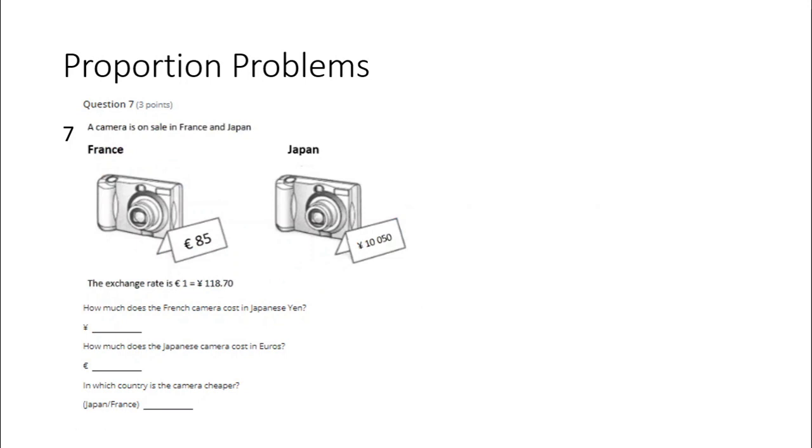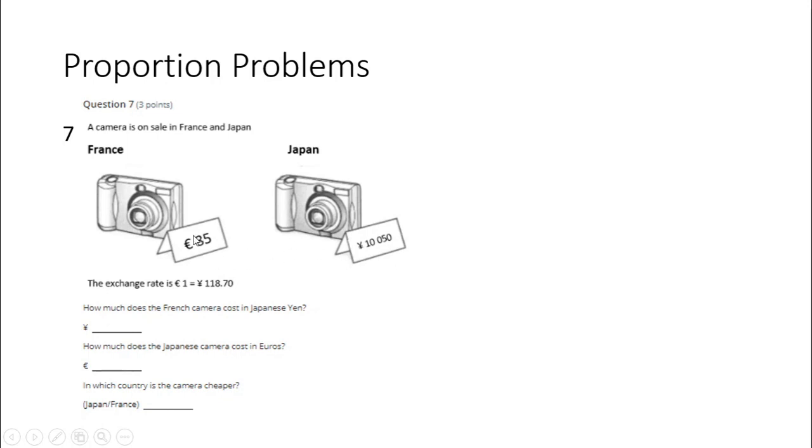Right, question 7. This is a proportion problem, and again, you might want to pause this and try this working out for yourself, and then see how we take it up. But I'm going to keep going here. It's proportioned to show that here we've got the currency exchange for euros to yen. Here we've got a price in euros, and we can convert it to yen. Here we've got a price in yen, and we can convert it to euros.